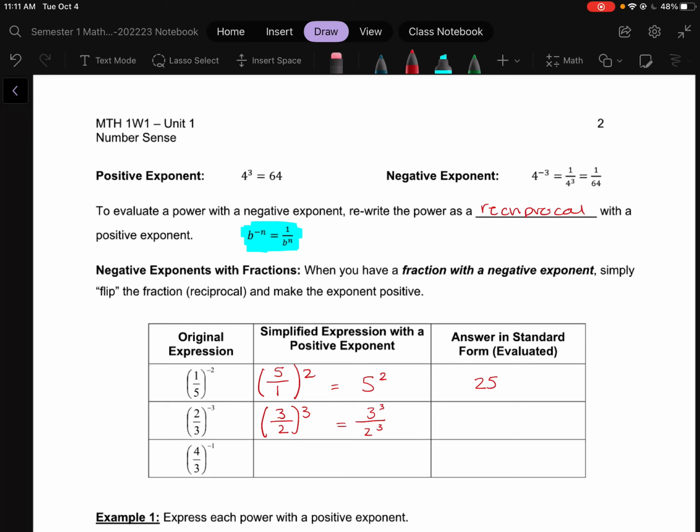So this will leave as a fraction. So 3 to the power of 3 is 27. 2 to the power of 3 is 8. Okay. Last but not least, we take our fraction, we flip it.